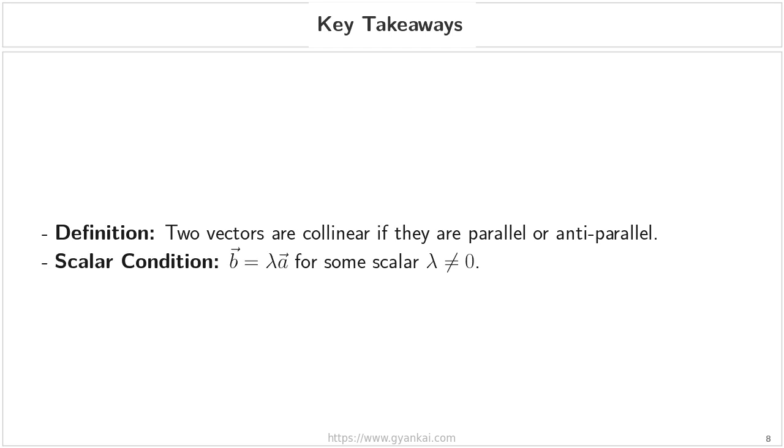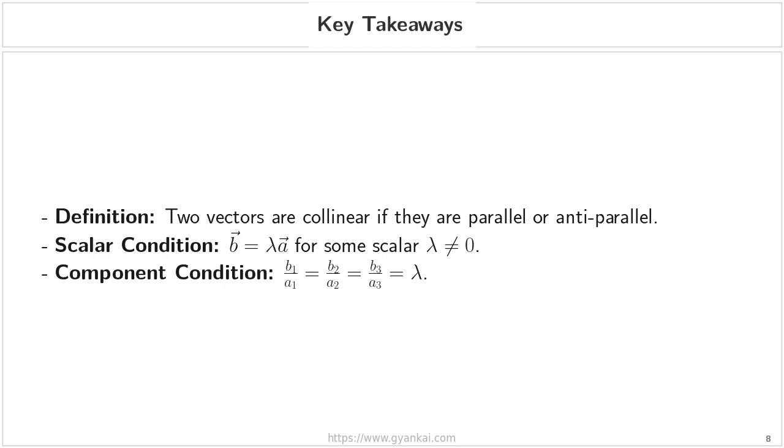Second, let's look at the scalar condition, which is the algebraic heart of this topic. As we discussed in our earlier slides, 2 non-zero vectors, vector b and vector a, are collinear if there exists a non-zero scalar, lambda, such that vector b equals lambda times vector a. This simple equation is what allows us to scale one vector to match the other.